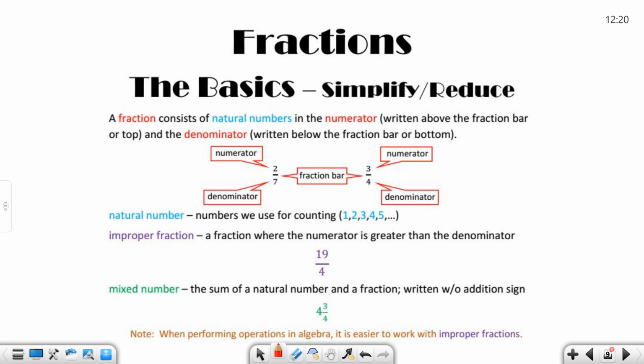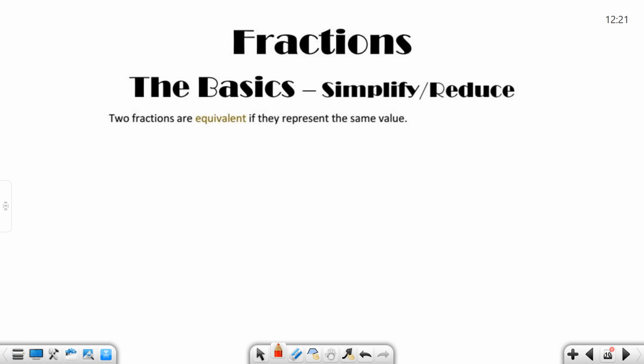Now, let me give you a little note about this. When you are performing operations in algebra, it is easier to work with improper fractions. So if you're doing a problem and it says, give me the answer as a mixed number, that's the only time I personally ever want you to do a mixed number in algebra. Don't make it a mixed number unless you have to. Now, some application problems, like how many barrels of corn or barrels of wheat do you need, you might say 2 2/3, as opposed to 8/3. But I would accept the improper fraction unless the directions specifically say write as a mixed number. So it's better to use improper fractions in algebra, just easier to work with them.